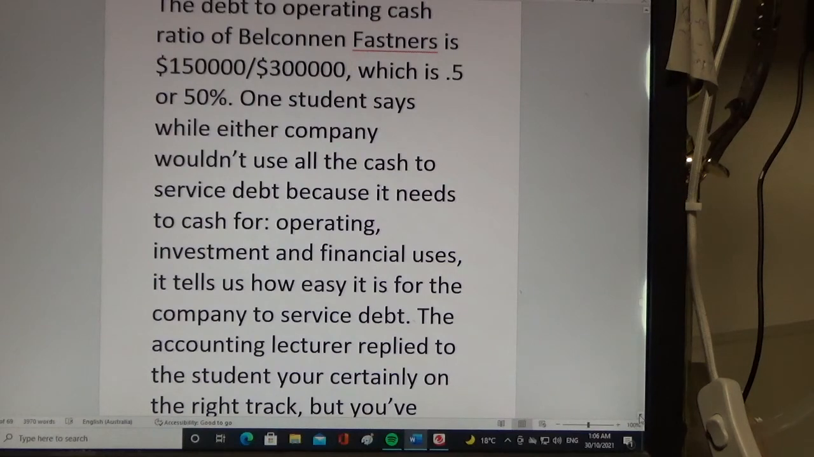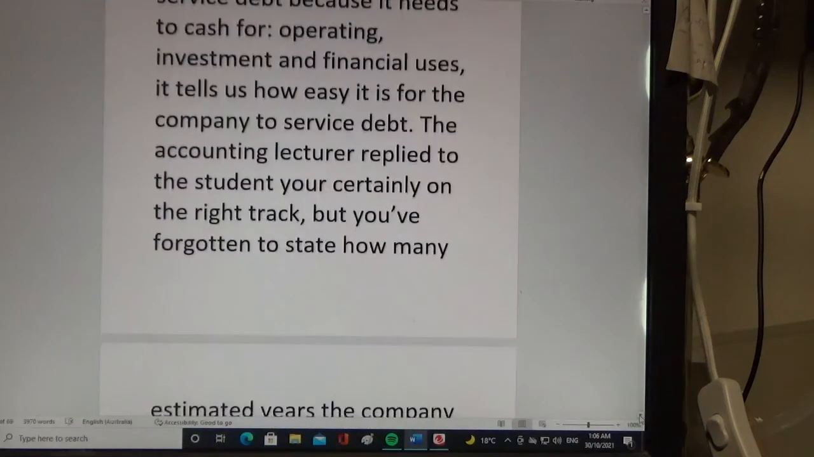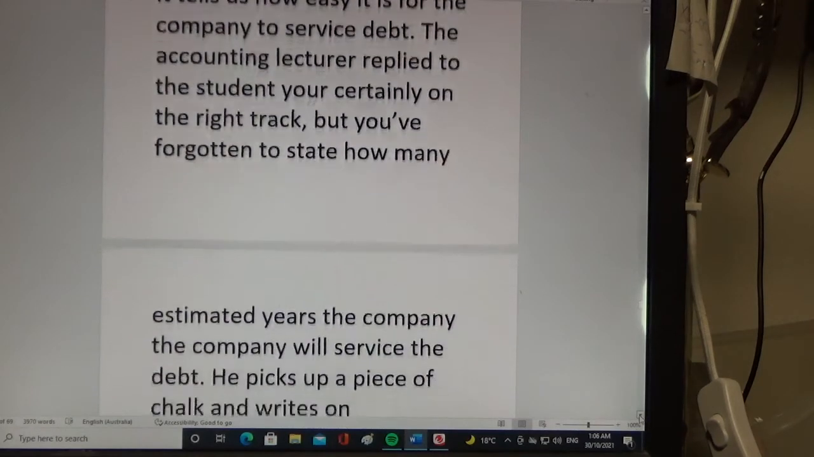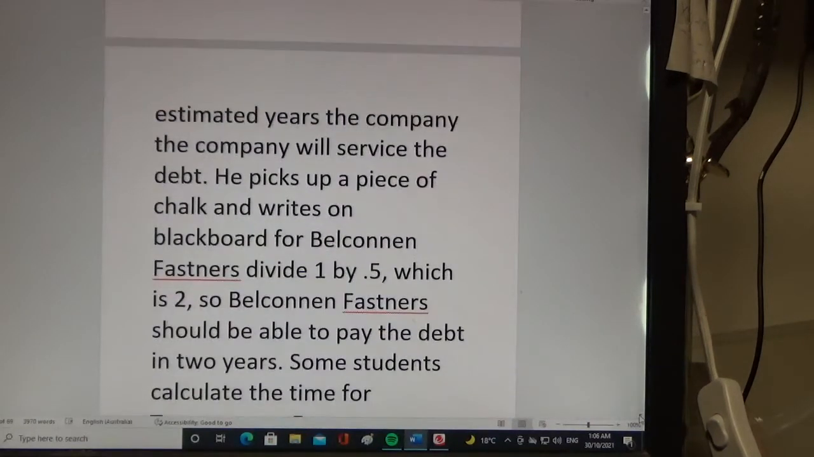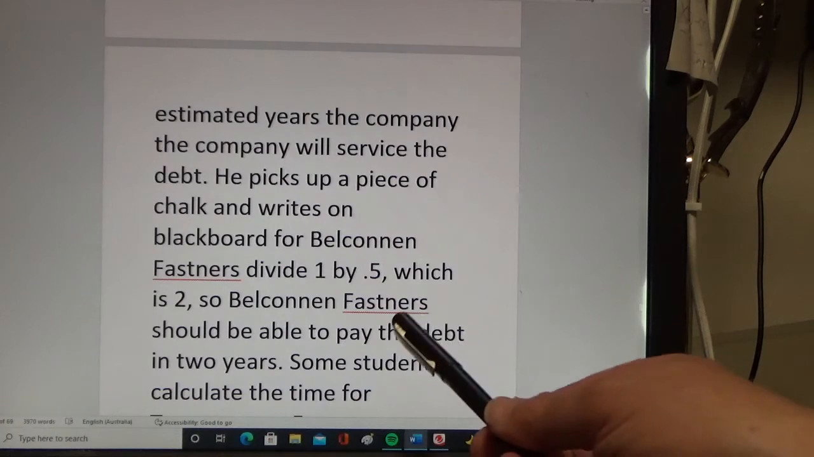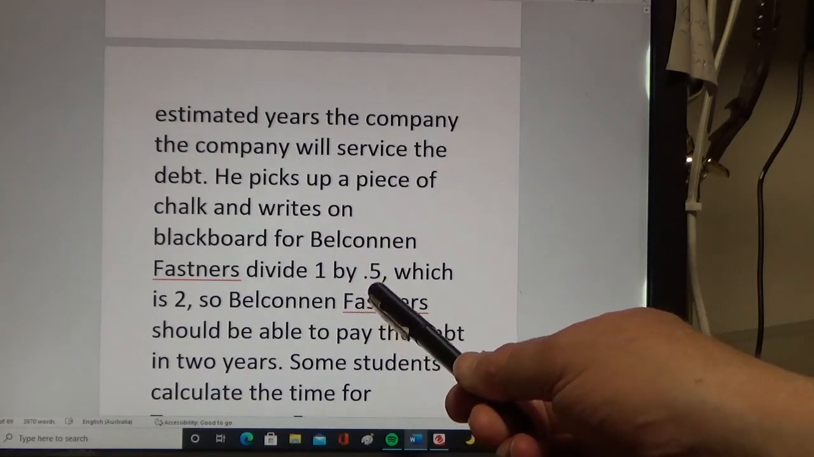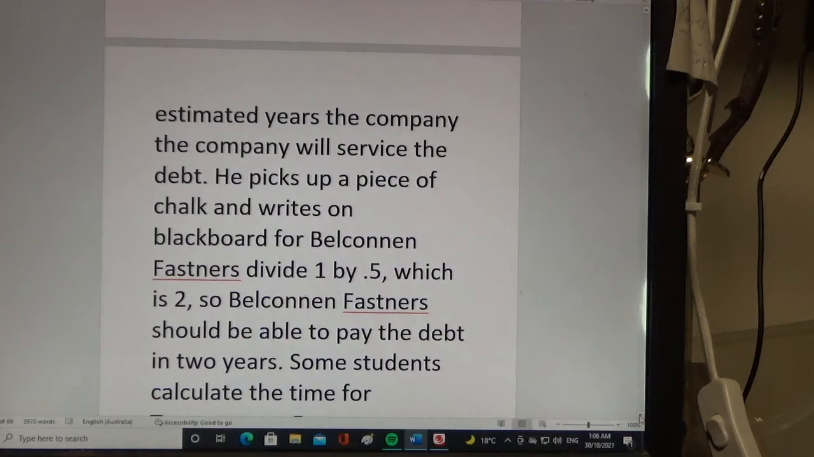The accounting lecturer replied to the student, you're certainly on the right track, but you've forgotten to state how many estimated years the company will service the debt. He picks up a piece of chalk and writes on the blackboard for Belconnen Fasteners, divide 1 by that ratio, 0.5, which is 2. So Belconnen Fasteners should be able to pay the debt in about 2 years, everything being equal.